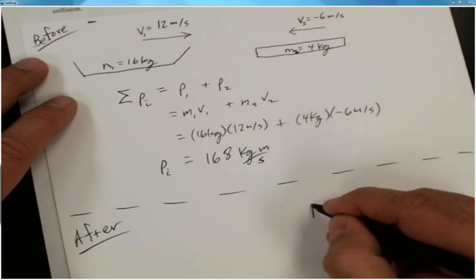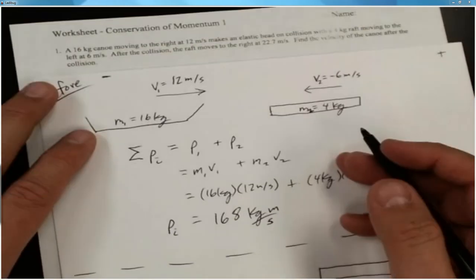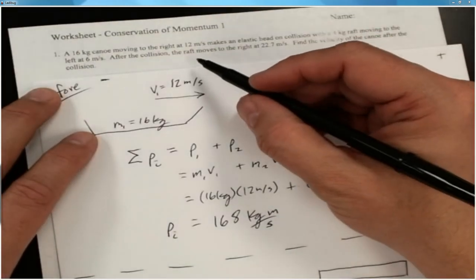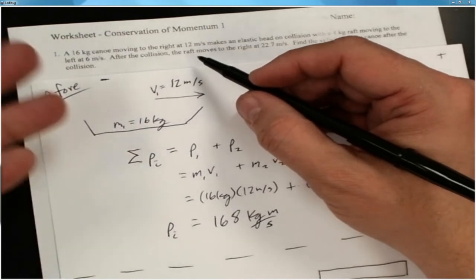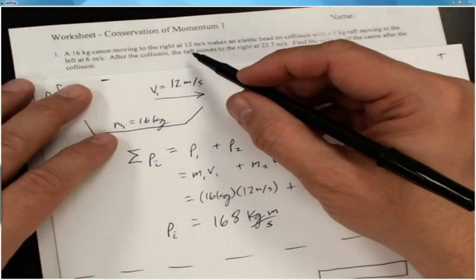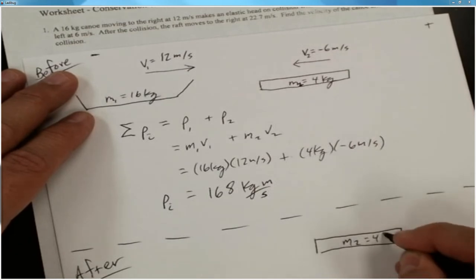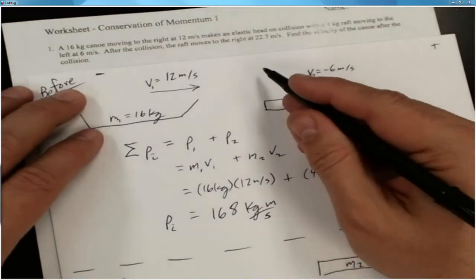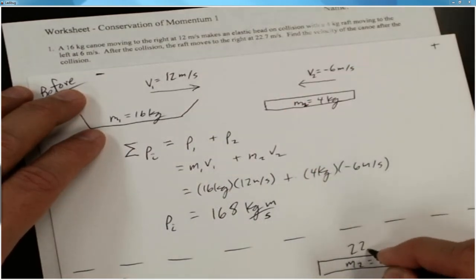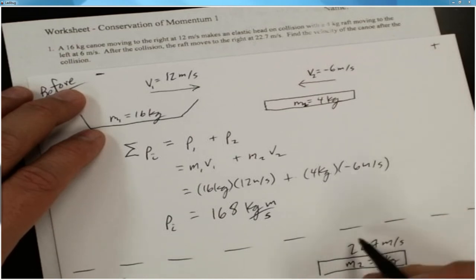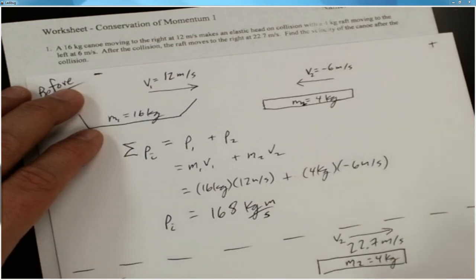So here's the after picture. Here's my raft, which has somehow gotten larger because I can't draw. Did the raft's mass change? Did it get bigger or smaller because it ran into something? Not unless something fell off of it, and it didn't say anything fell off of it, so let's say it didn't. Then the raft is going to have the same mass, so M2 is equal to 4 kilograms. It's going at 22.7 meters per second, and it's going in the positive direction. So V2 is going this way at 22.7 meters per second.